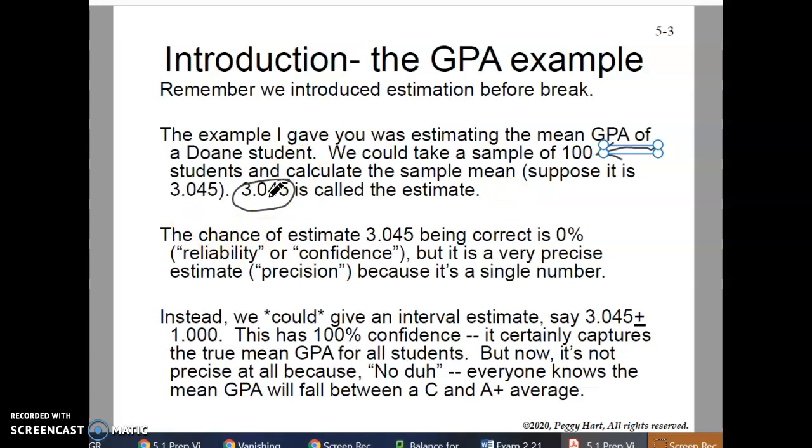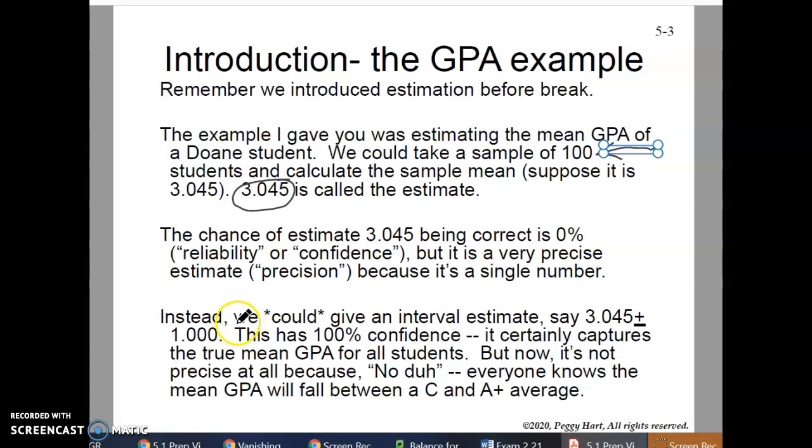Now, what I want you to realize is this estimate has no chance of being correct. We call that reliability or confidence. I'm not very confident that that's exactly the mean GPA for all Doane students. But it's a really precise estimate, because it's a single number, so you can sink your teeth into it. You're like, oh, 3.04, that's lower than I thought, or that's higher than I thought. These are the ideas we're getting at in this section.